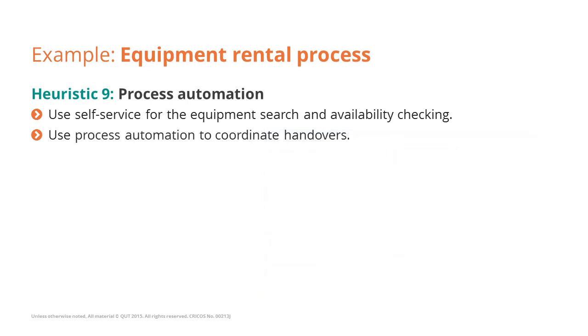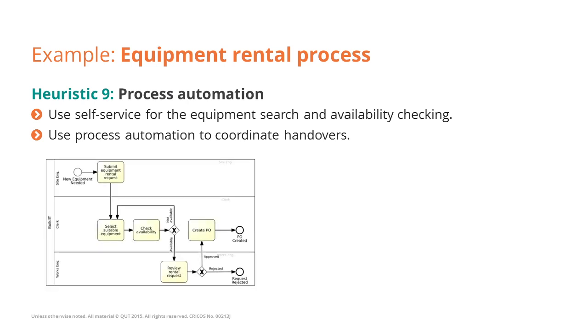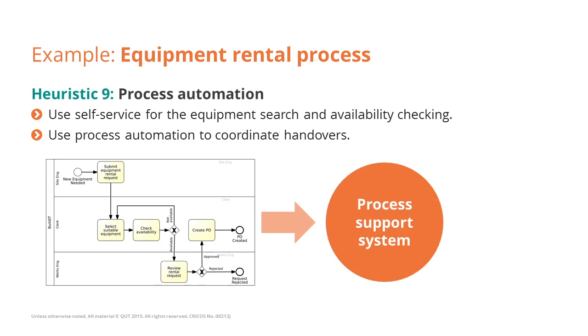Finally, Heuristic 9 tells us to consider automating the entire end-to-end process. In this case, one improvement idea will be to introduce some system that will support the coordination of handovers that occur in this process between, for example, the site engineers, the works engineers, and also the supplier, and later on also linking that to the invoicing that will happen after the equipment has been used.